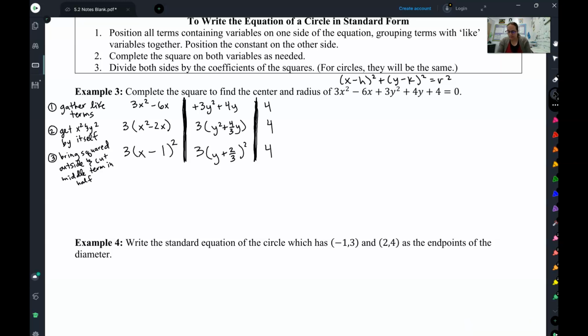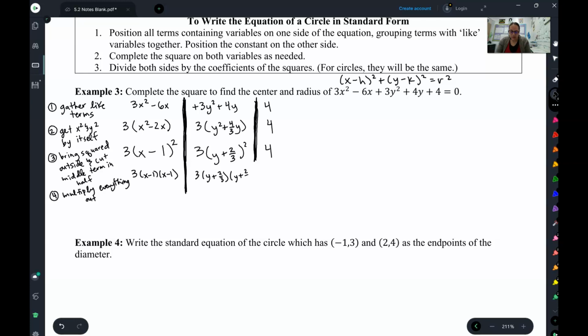So now, step 4 is I'm going to actually FOIL or distribute or multiply everything. So I'm going to take this one, and I'm going to write it as (x minus 1) times (x minus 1). And I'm going to take this one and write it as (y plus 2/3)(y plus 2/3). And I'm going to multiply all of this stuff out. FOIL it out, distribute it out.